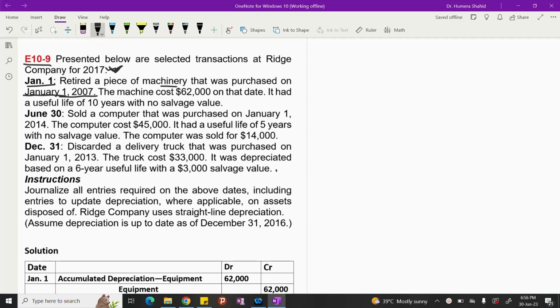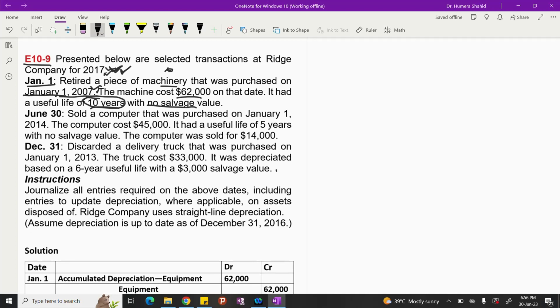The machine cost $62,000 on that date. Which date? When you purchased it. Okay, at that time it cost $62,000. It had a useful life of 10 years with no salvage value. It means that we have fully depreciated the equipment. How would I know? Because the life was 10 years. We purchased it on January 1st, 2007 and we are retiring it on January 1st, 2017. So from January 1st, 2007 till January 1st, 2017, 10 years are over.